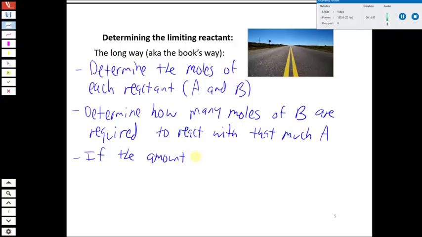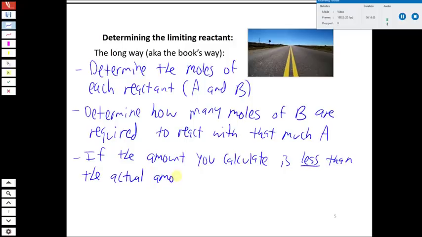and this is where I think this approach gets a little bit confusing, because you have to keep these two scenarios straight in your head, and sometimes they're not easy to remember which is which, or it's not always intuitive, I guess, or depends on how you think about this. But anyway, if the amount you calculate is less than the actual amount of B that's there. So again, you have two numbers: the amount that's actually present, which you got in the first step, the amount that would be required, which you calculate in the second step using mole ratios.